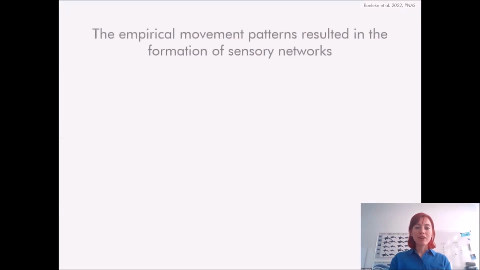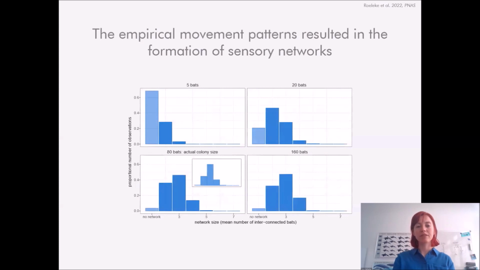All right, so what we found is that we did get mobile sensory networks emerging from the model. Even though each bat is only paying attention to one other bat, there are situations where bats would form much larger networks. And for the most realistic setting, we found on average, these networks were composed of 3 individuals.